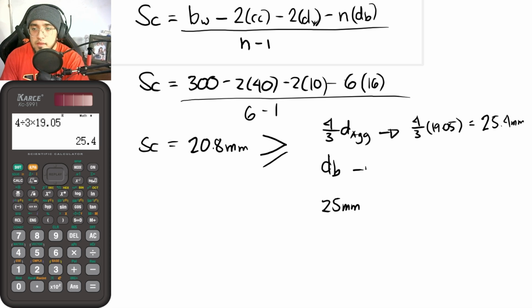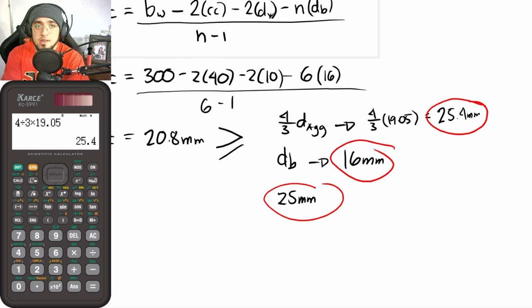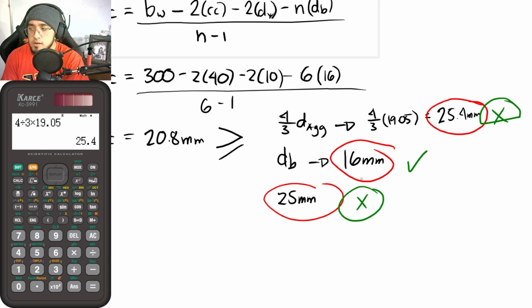And for dB, this is 16 mm. And for 25 mm, well, that is already 25 mm. So 25.4, 16, and then 25. As you can see, is this greater than or equal to all of these? Actually, no. Though it is greater than 16 mm, for these two it would now fail. So it is not within the limit of the code.